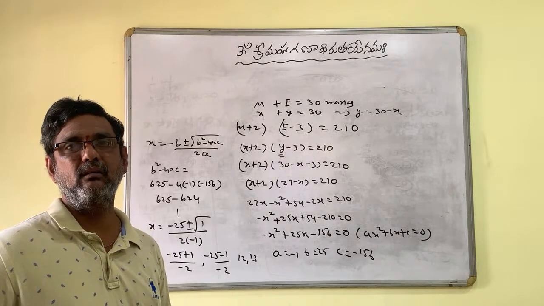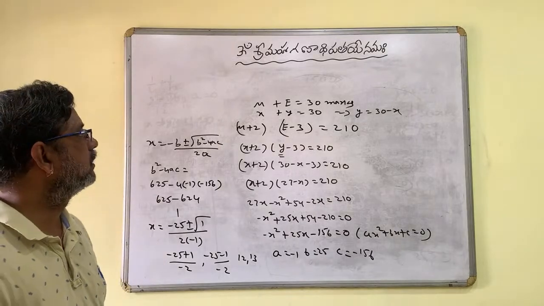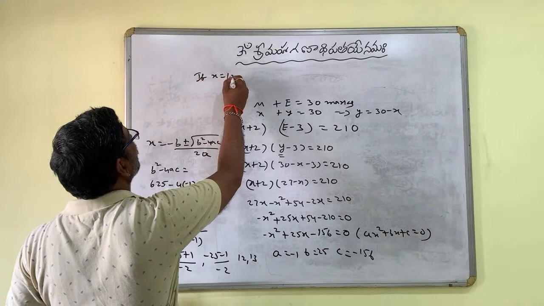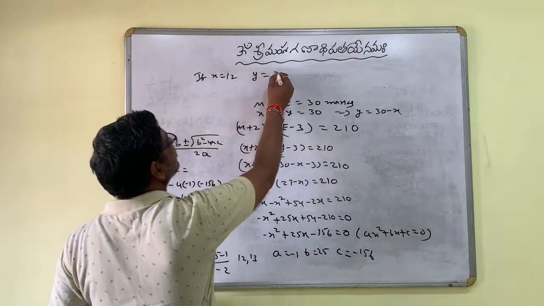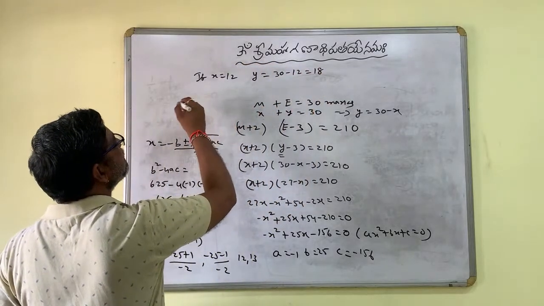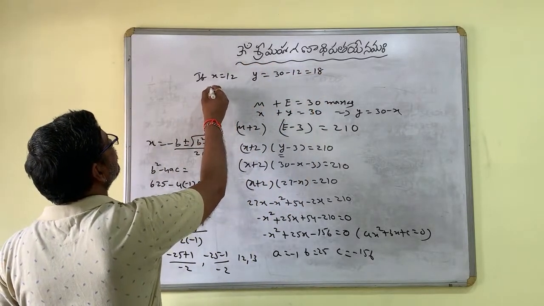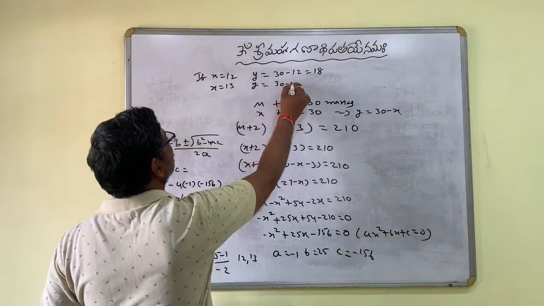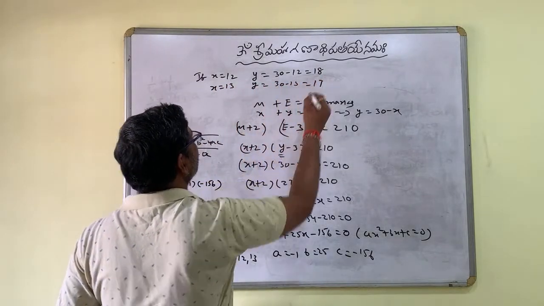Now if x is 12, y is 30 minus 12, 18. If x is 13, y is equal to 30 minus 13, 17.